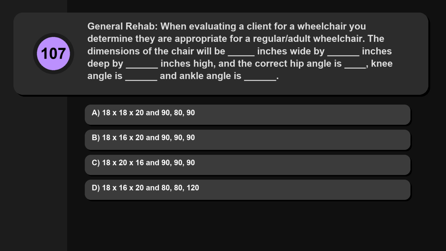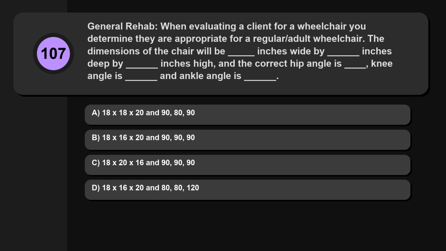Question 107. General Rehab. When evaluating a client for a wheelchair, you determine they are appropriate for a regular/adult wheelchair. The dimensions of the chair will be blank inches wide by blank inches deep by blank inches high, and the correct hip angle is blank, knee angle is blank and ankle angle is blank. Option A, 18 by 18 by 20 and 90, 80, 90. Option B, 18 by 16 by 20 and 90, 90, 90. Option C, 18 by 20 by 16 and 90, 90, 90. Option D, 18 by 16 by 20 and 80, 80, 120.